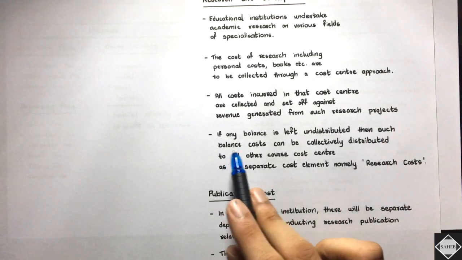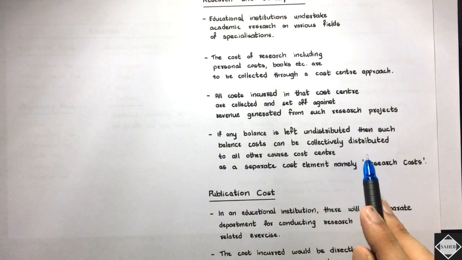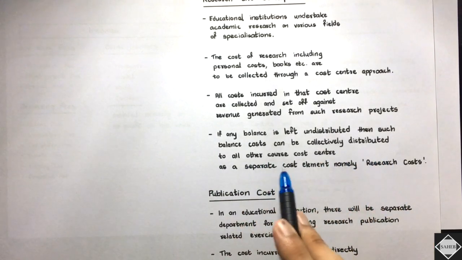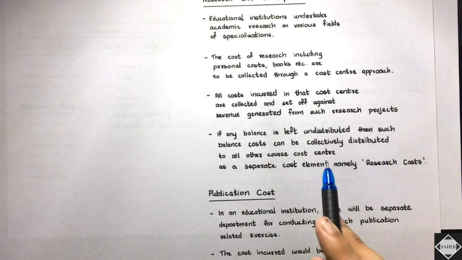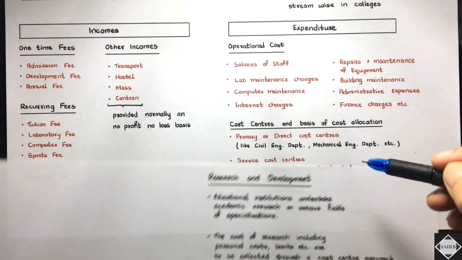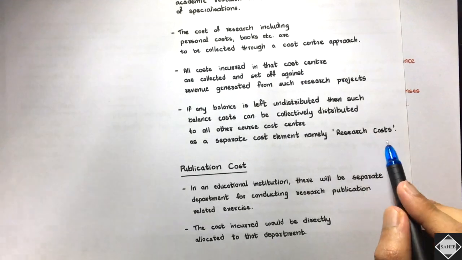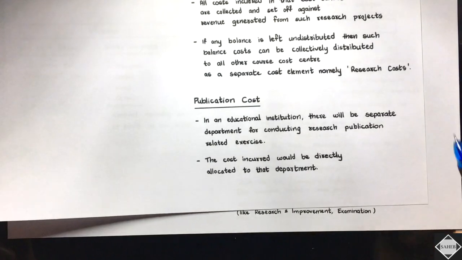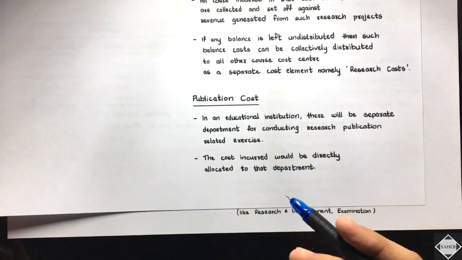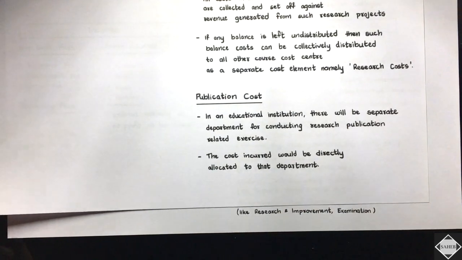Fine. If any balance is left undistributed, then such balance cost can be collectively distributed to all other cost centers. If anything is still undistributed at last, we'll just take it and allocate it to the primary or direct cost centers, and we'll call it research costs. Okay. And then we have publication costs. A publication cost will be allocated to that department only. Is it clear? Simple and straightforward.